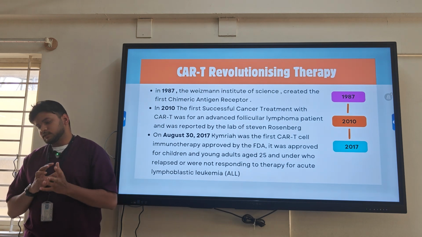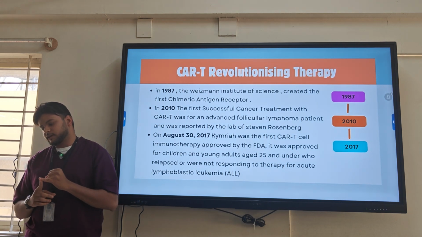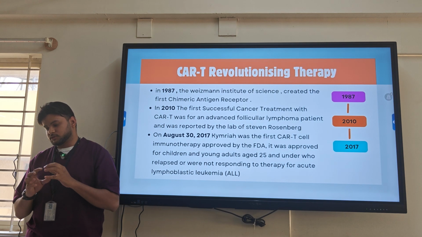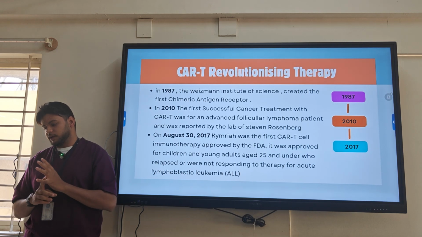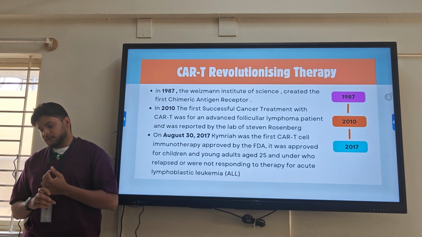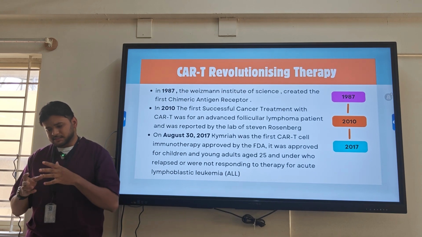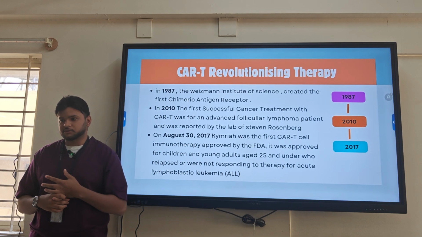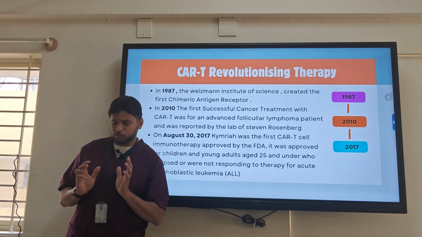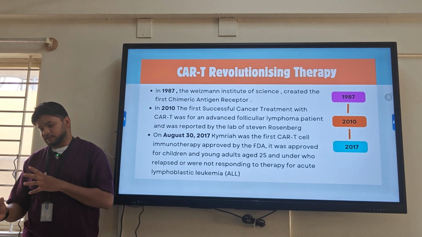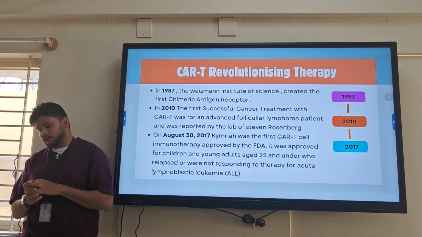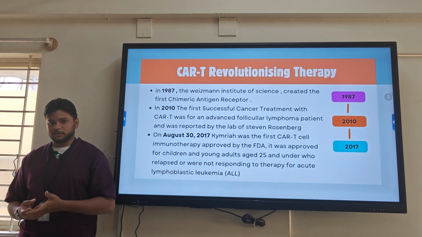So in 2010, what happened? The first successful cancer treatment with CAR T was for an advanced follicular lymphoma patient and was reported by the lab of Steven Rosenberg. It's a large laboratory, in the USA and globally. They tried it on a cancer patient with follicular lymphoma and it was very successful in 2010.